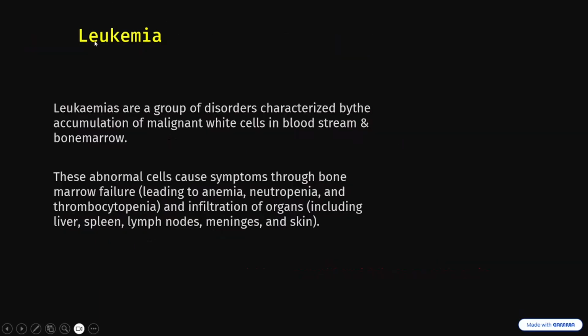Let's come to the topic, leukemia. What is leukemia? We discussed leukemia. Leukemias are a group of disorders characterized by the accumulation of malignant white cells in the bloodstream and bone marrow. These abnormal cells cause symptoms through bone marrow failure, leading to anemia, neutropenia, and thrombocytopenia, and infiltration of organs including liver, spleen, lymph nodes, meninges, and skin.